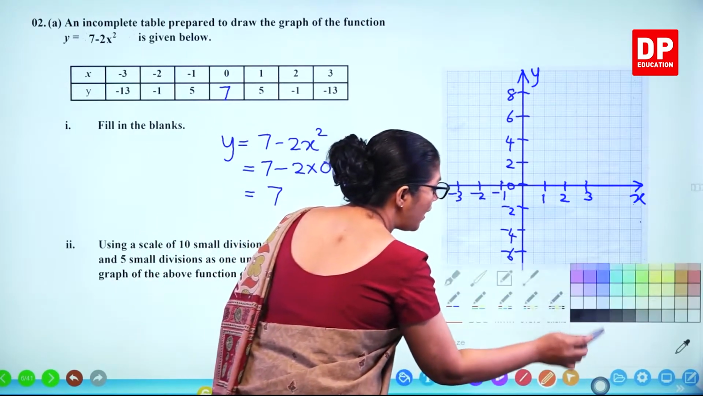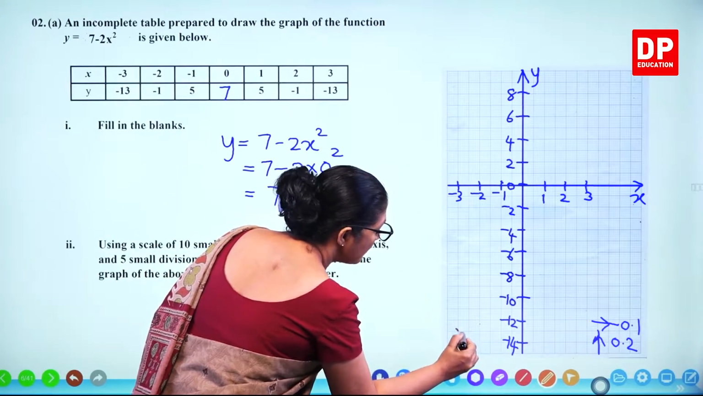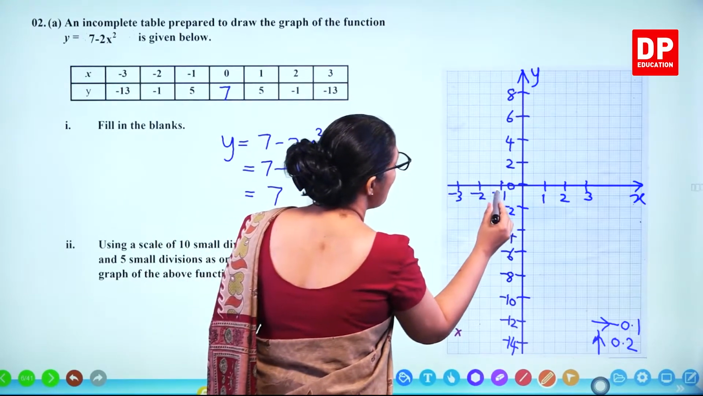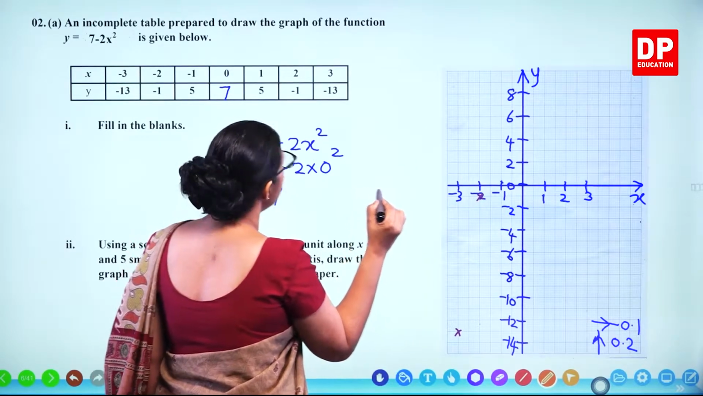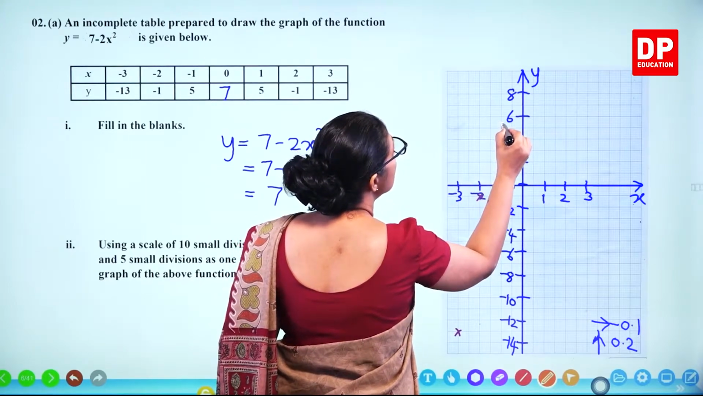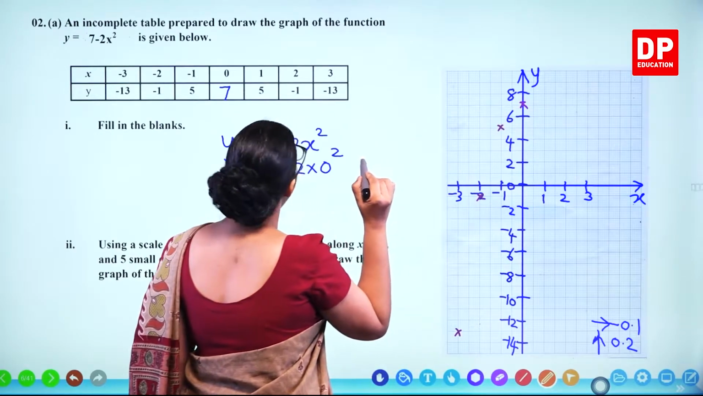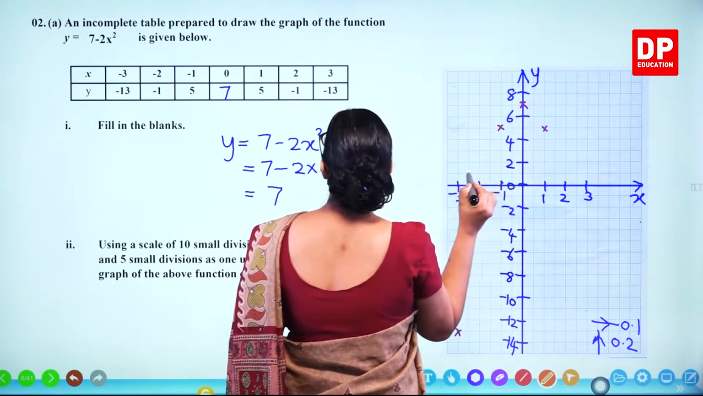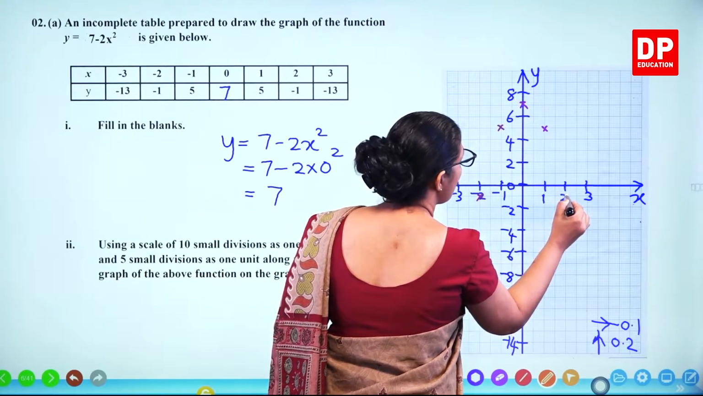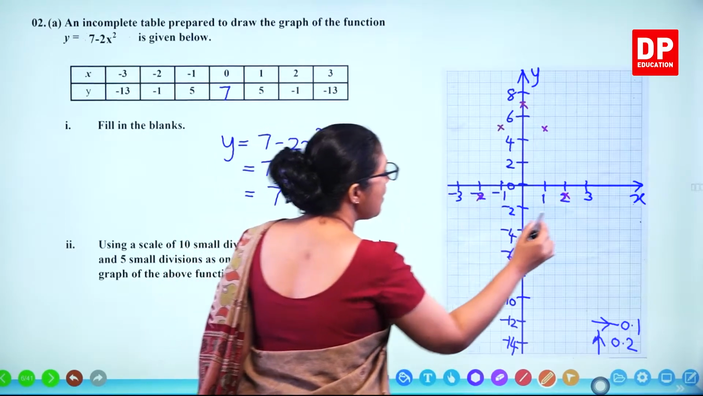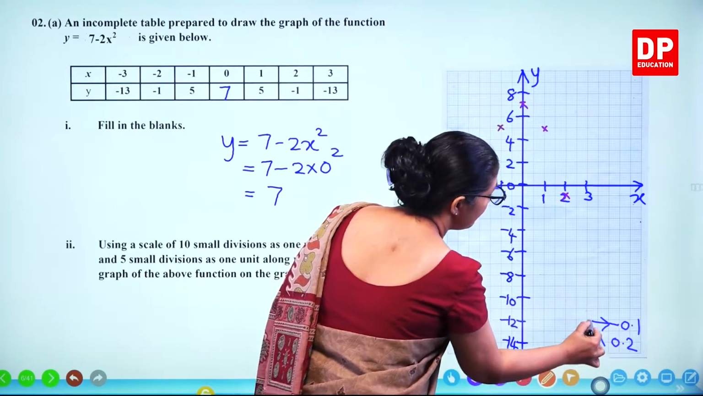So we can mark the points. Minus 3, minus 13. Minus 2, minus 1. Minus 1, 5. 0, 7. 1, 5. 2, minus 1. Here. 3, minus 13. Here.